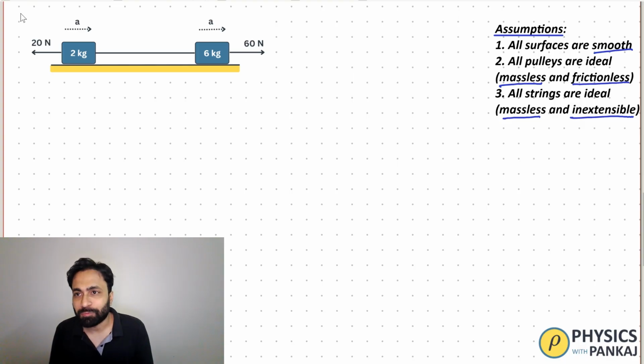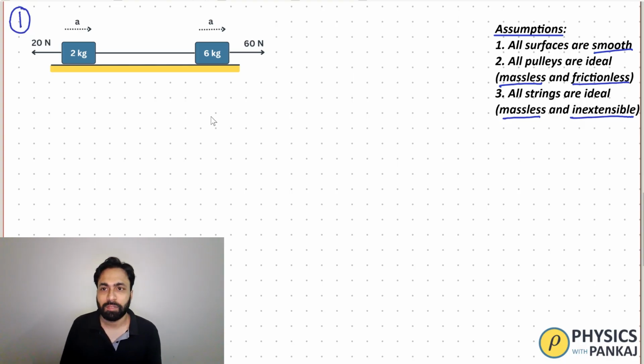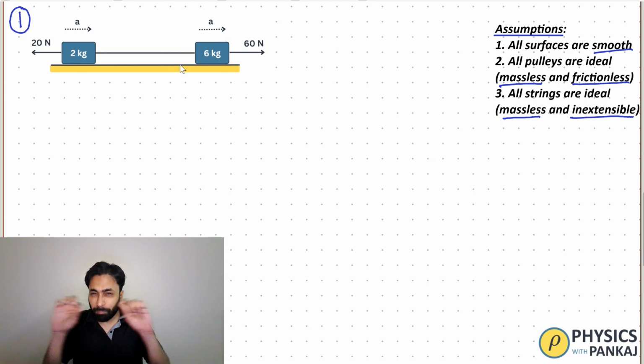Let's start with the first problem. The figure shows two blocks, 2 kg and 6 kg, connected by an inextensible string and being pulled apart by the given two forces of 20 Newton and 60 Newton. We are supposed to find the acceleration of the blocks.